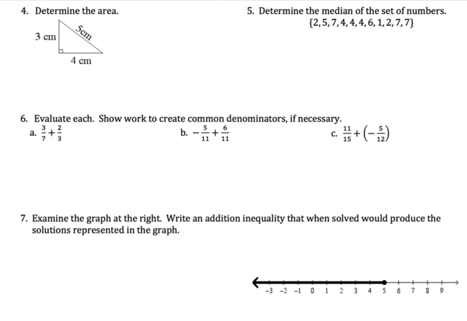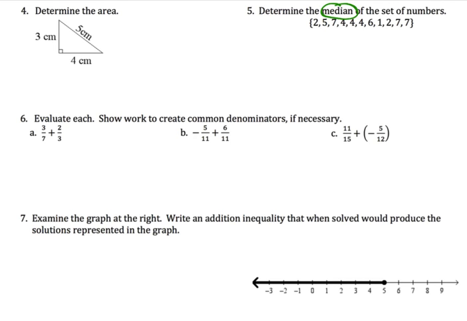Number 3 is review of solving. Number 4, find the area of a triangle. Remember, 1/2 base times height. Number 5, you're going to find the median. Remember, the median is the middle number in order. So half the numbers are below, half the numbers are above. Number 6, you're going to evaluate each and show your work to create common denominators.